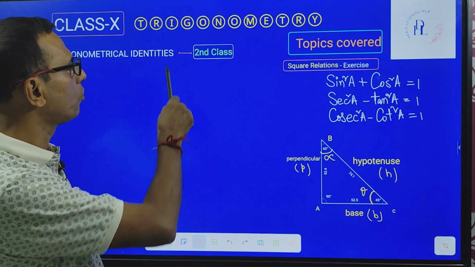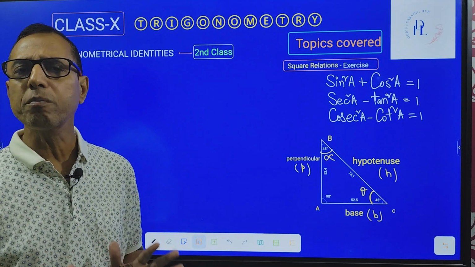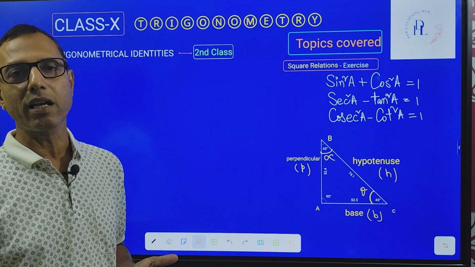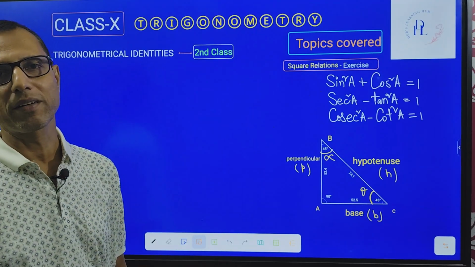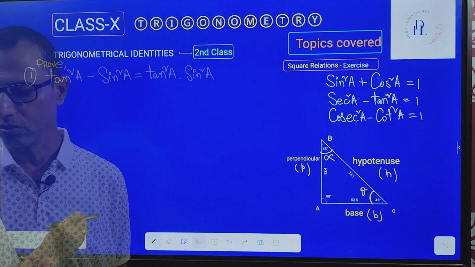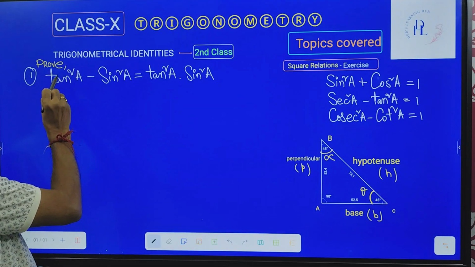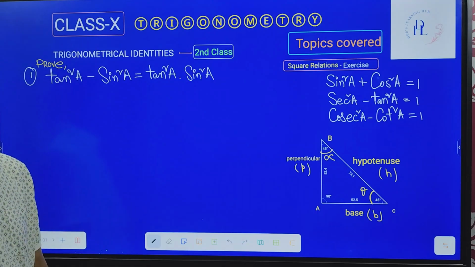Okay, so let's do a few of the good problems from which you can understand how to resolve this kind of problems based on square relations of trigonometrical ratios. This is the first problem we are going to solve. Prove tan square A minus sin square A equals to tan square A into sin square A.